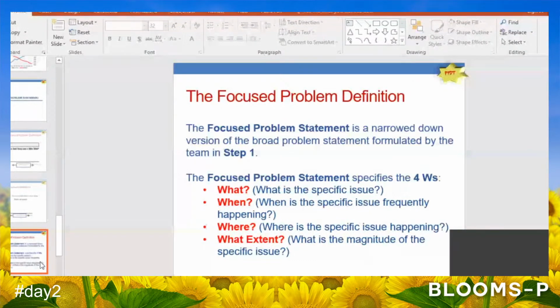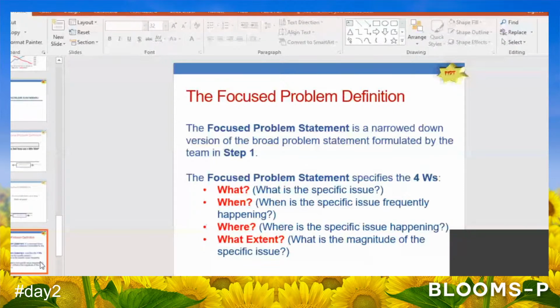Now, how are you going to do your problem statement? Where do you identify and formulate your focus problem statement? You have already identified your biggest problem based on the data collected, the one with the highest frequency. The focus problem statement is a narrowed down version of the broad problem statement formulated by the team in step 1. In step 1, where everything was organized, you identified your problems in the CI flagship template.